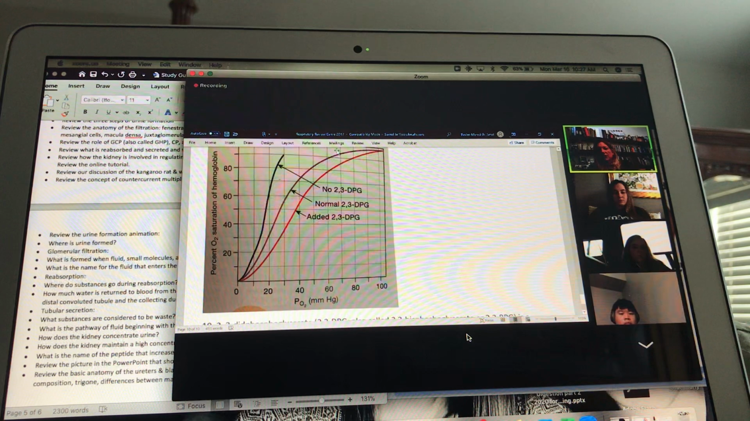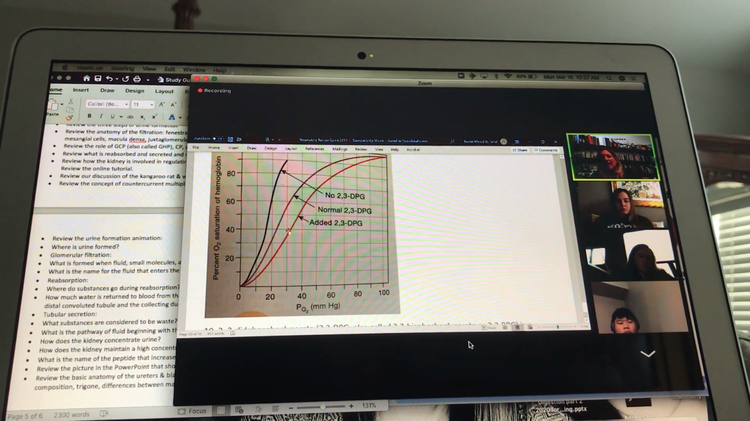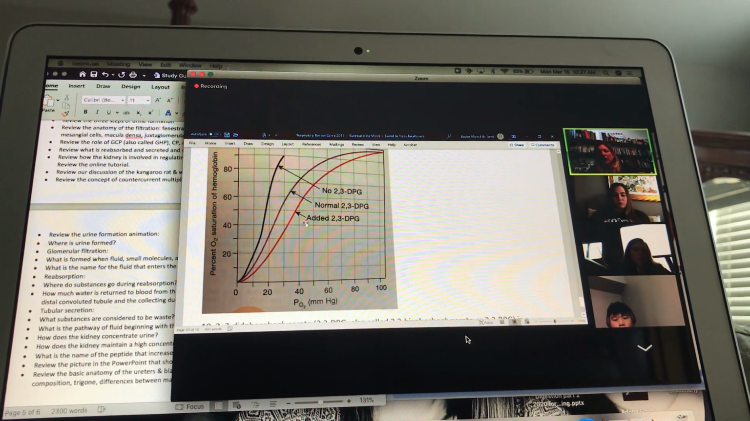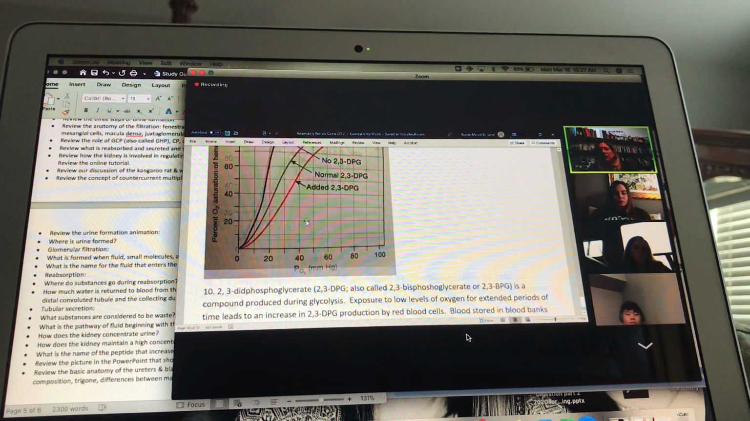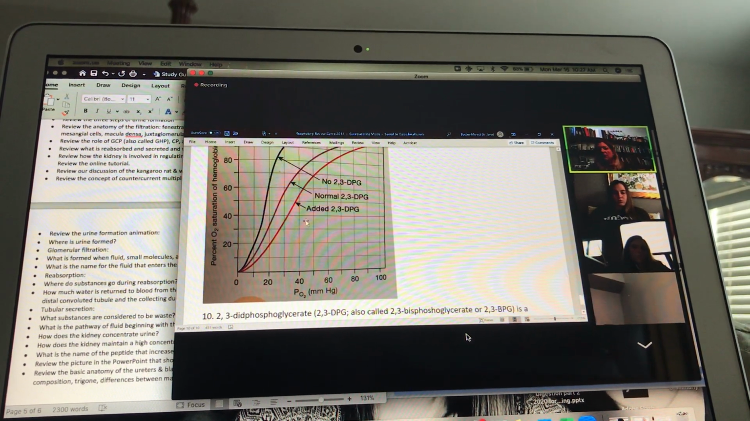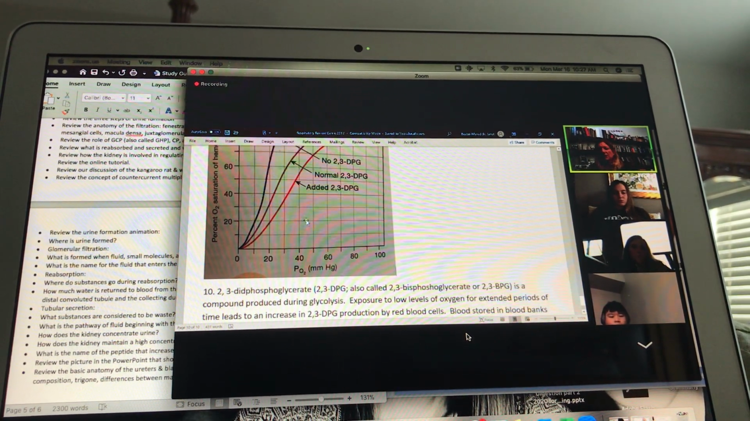So here's our normal curve. In a blood bank, it'll be shifted to the left. And then when they add it, it shifts to the right. So which way do you want to have it? Well, you want to have it shifted to the right because this allows your tissues to have oxygen delivered when there's low levels of oxygen.